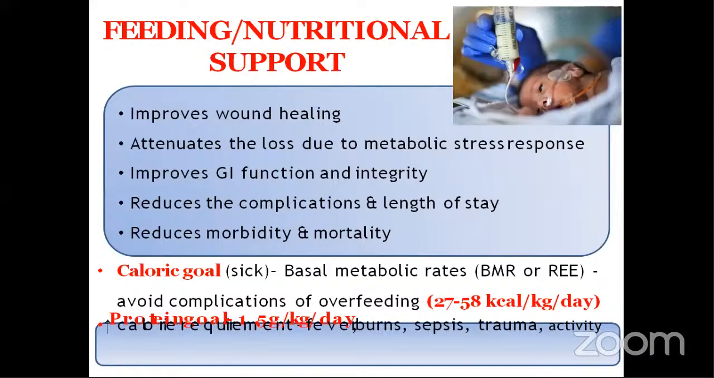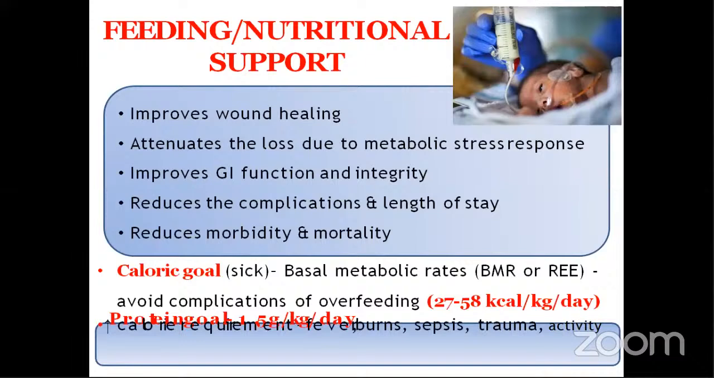Now, several RCTs have shown that early feeding reduces the incidence of morbidity and mortality in ICUs by improving wound healing, by decreasing the loss due to metabolic stress response, by improving GI function and integrity. Not only does it help in improving the nutritional status of the sick patient, it also reduces the complications and the length of stay. Okay, so how much calories should be given?